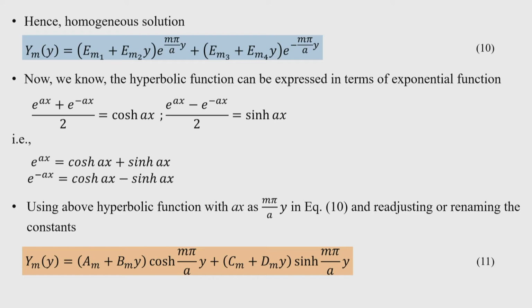So, here the constants are renamed as Am, Bm, Cm, Dm, etc., and you will find that the solution can be written in this form: Am plus Bm y cosh(m pi y by a) plus Cm plus Dm y sinh(m pi y by a).